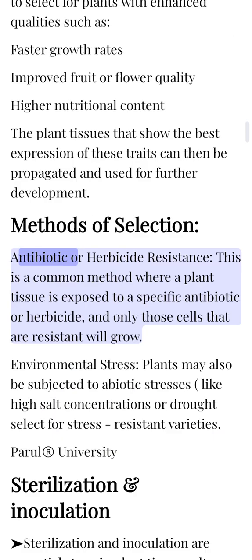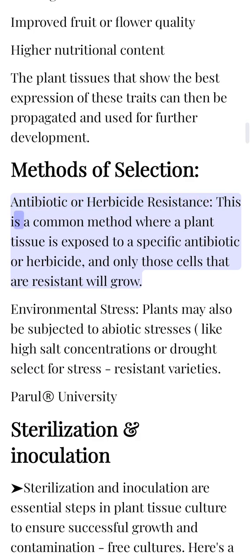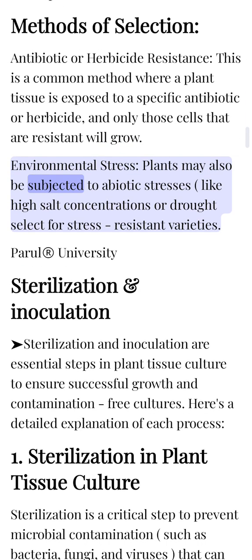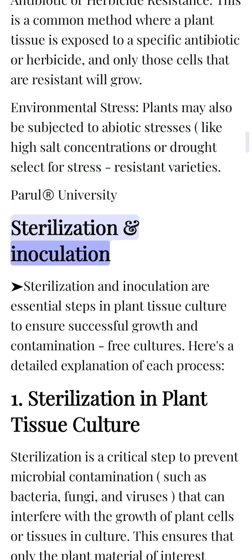Methods of selection. Antibiotic or herbicide resistance: this is a common method where a plant tissue is exposed to a specific antibiotic or herbicide, and only those cells that are resistant will grow. Environmental stress: plants may also be subjected to abiotic stresses, like high salt concentrations or drought, to select for stress-resistant varieties.